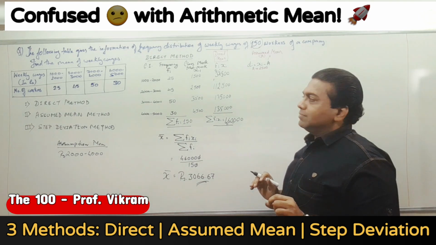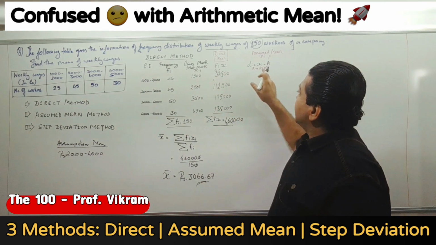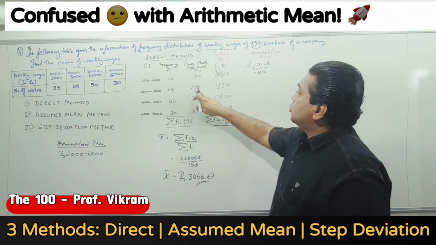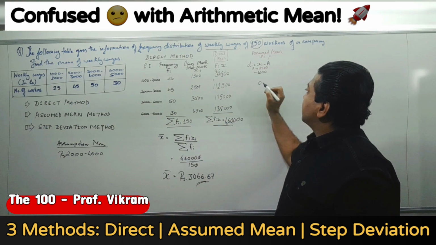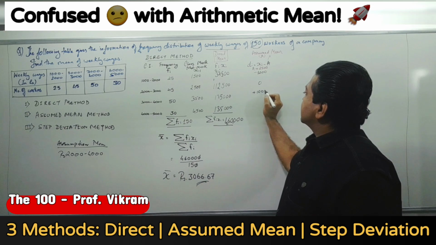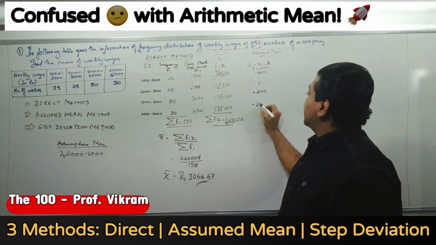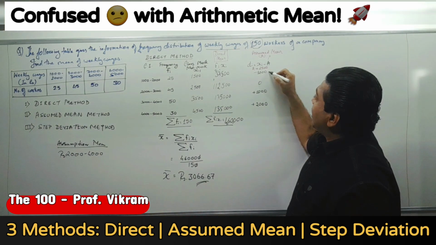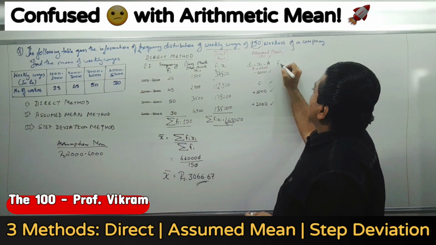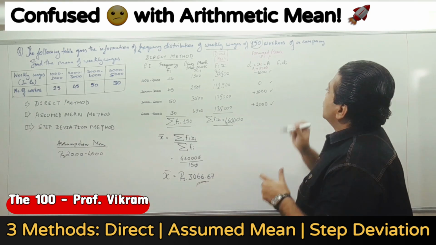If my value of a is 2,500, I will be finding out all the d values for each of the class intervals. And what is di? di is nothing but xi minus a. 1,500 minus 2,500 gives me minus 1,000. 2,500 minus 2,500 gives me 0. Then 3,500 minus 2,500 gives me plus 1,000, and 4,500 minus 2,500 gives me plus 2,000. These are the four values of di that I get, and after this I add the column fidi. So these are the two columns that come in assumed mean method.